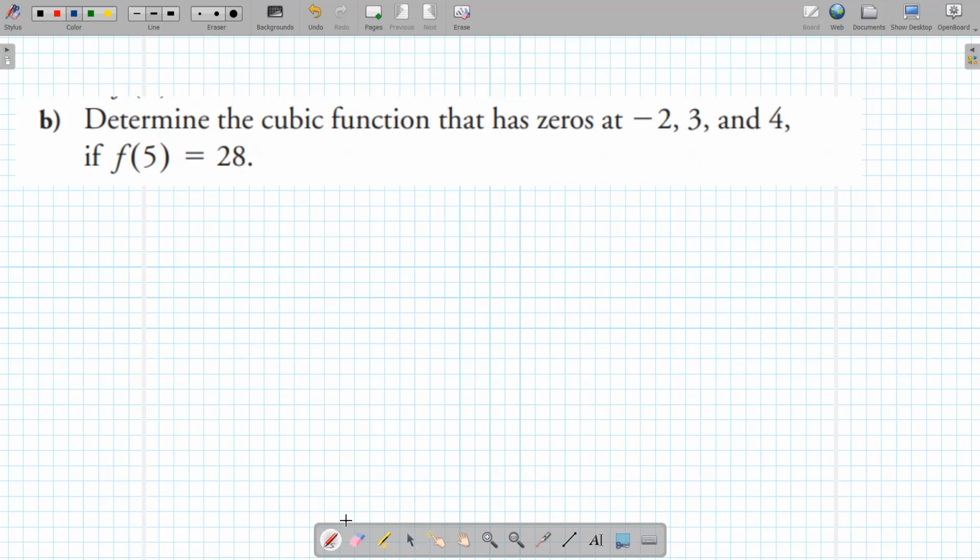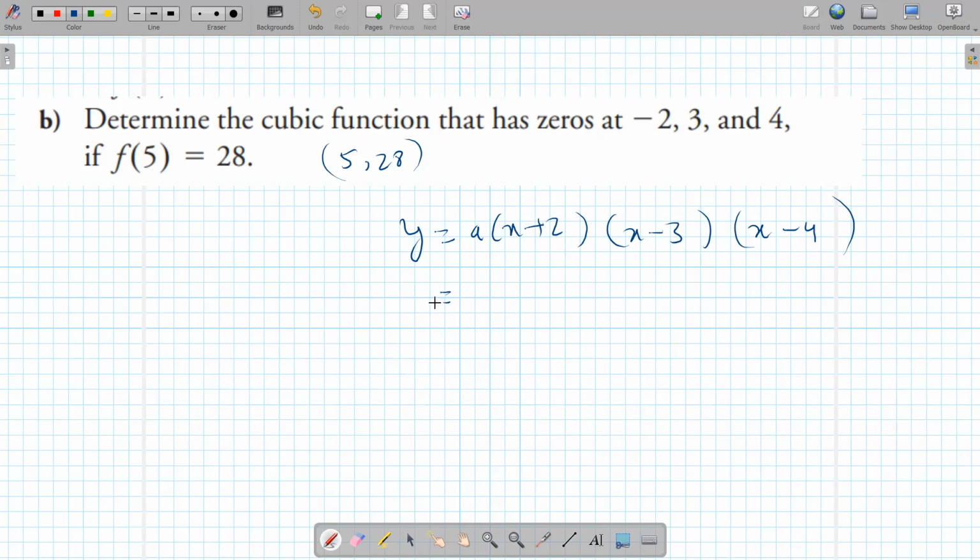So you write y is 28? No. So f of 5 means when the x value is 5, the y value is 28. That's a point. What do you start with? You start with a and then brackets. What goes in these brackets? x plus 2, and then x minus 3, and x minus 4. Right.